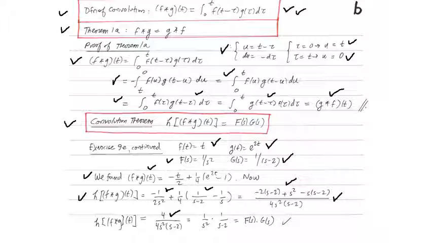Of course, we can divide out the 4, which is what we're doing in the next step, and then just break it up into those factors, and we see that we have indeed verified the statement of the convolution theorem in this situation. We took the Laplace transform of the convolution and we got the product of the Laplace transforms of the original functions that we started with.